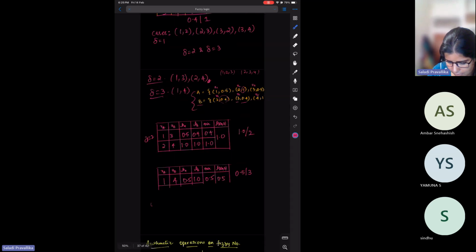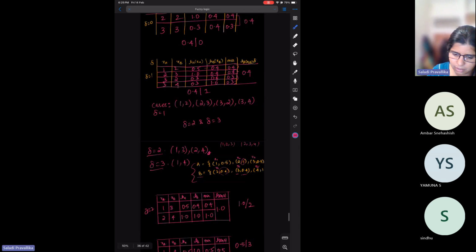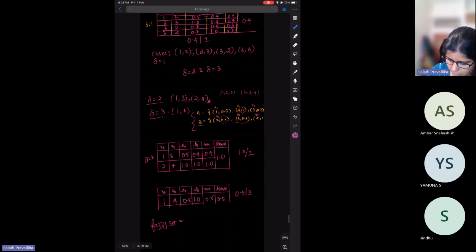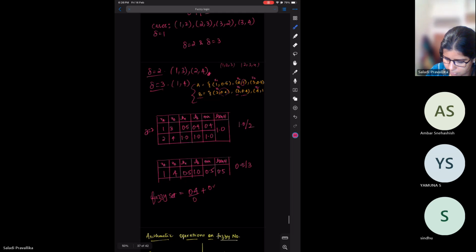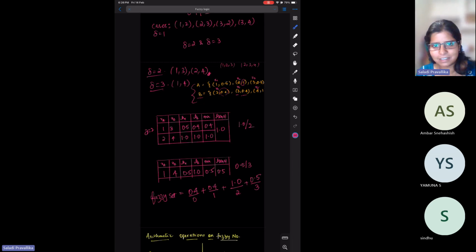So the entire fuzzy set is nothing but 0.4 for delta equal to 1, plus 1.0 for delta equal to 2, plus 0.5 for delta equal to 3. So this is how we find the distance. And Yamuna, you are absolutely right. Thank you for your answer.